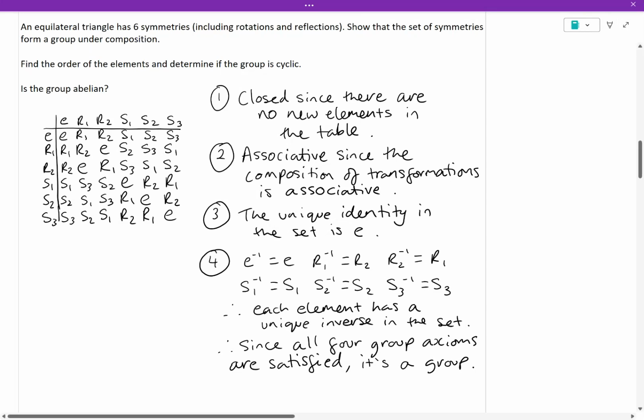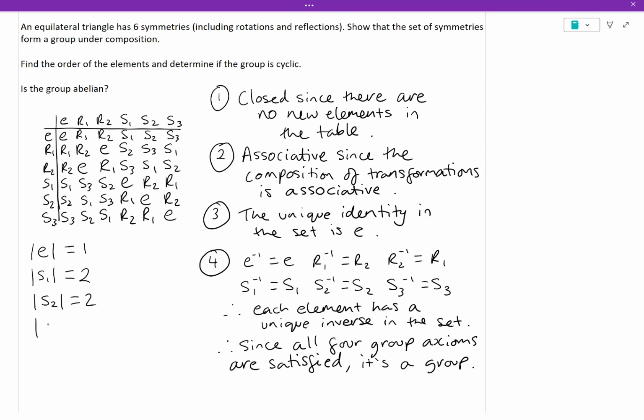Now the next part says find the order of the elements and determine if the group is cyclic. Okay, so order of the elements then. So the order of E is going to be 1, because the identity order is always 1. Then the next easy bits to do are the reflections, because they're all self-inverse and they're not the identity. We know the orders are going to be 2.